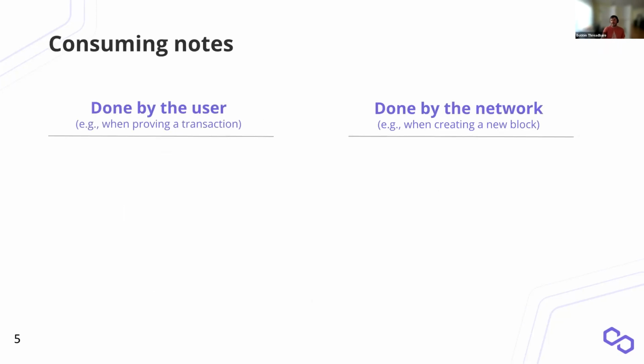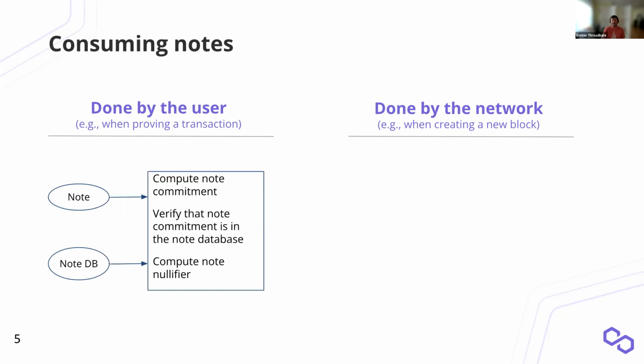Now, let's say we want to consume a node. There are two parts to this. One part is done by the user, who generates a ZKP locally and sends it to the network, and the other part is done by the network. Again, there are different ways to do this, so this is just one of them. Let's say we start with a node and there's a node database. When the user runs a transaction or proves a transaction, generating a ZKP, as part of the ZKP they would compute the node commitment.